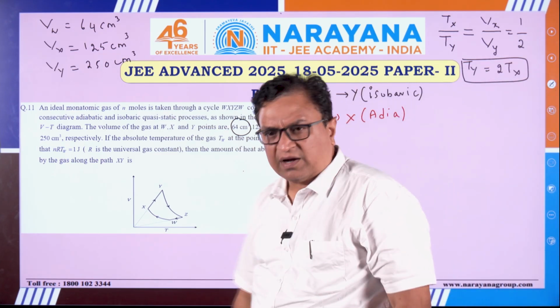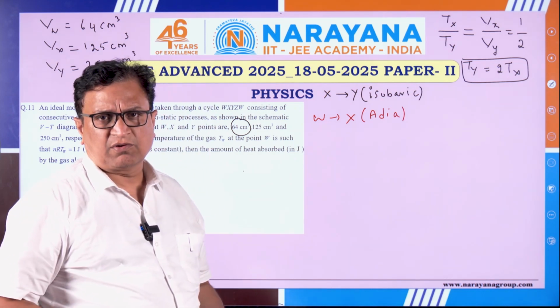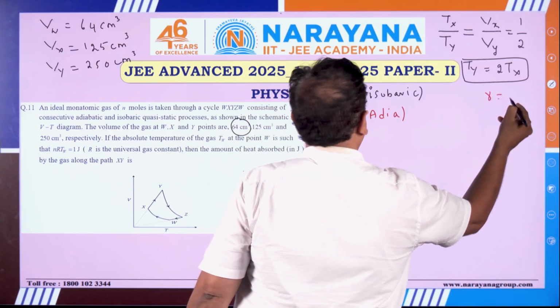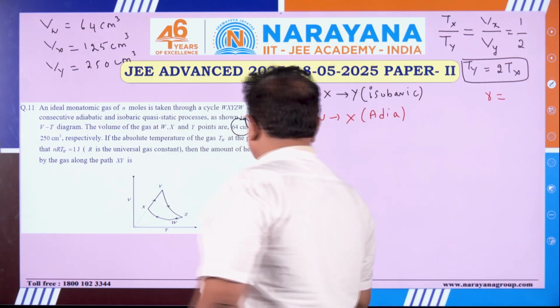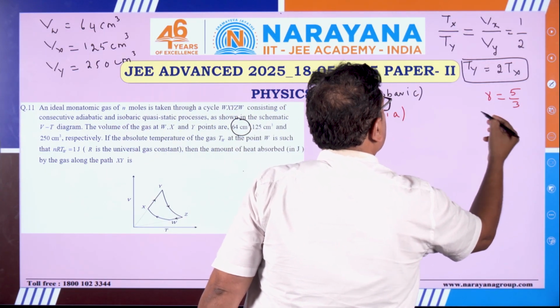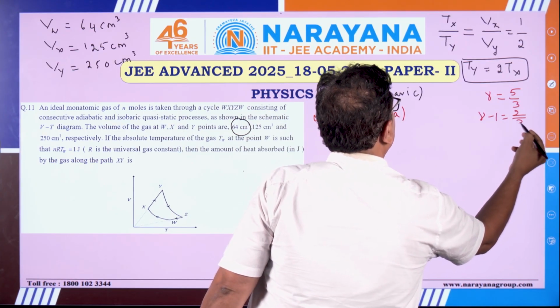Since it is an adiabatic process, T V to the power gamma minus 1 is equal to constant, you can write. Here gamma is, what is the gas? The gas is monoatomic. So gamma is 5/3. Gamma minus 1 is 2/3.